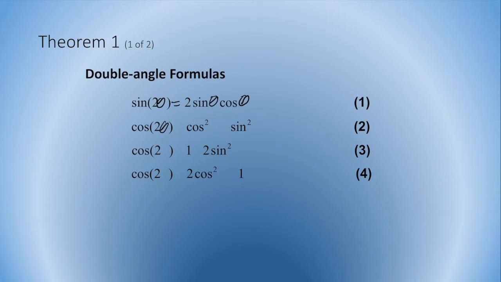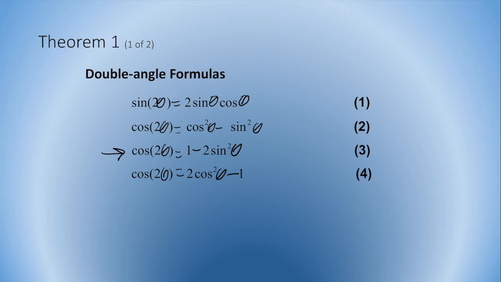Cosine of 2 theta can be defined in 3 different ways, which is pretty neat, I think. So I can do cosine squared theta minus sine squared theta, or I could do 1 minus 2 sine squared theta, or I could do 2 cosine squared theta minus 1. So this is the one that I honestly end up using the most for cosine, but all of them would help you solve the equations equally. I'm going to make sure we work through a few examples so we can get the hang of using these double angle formulas.